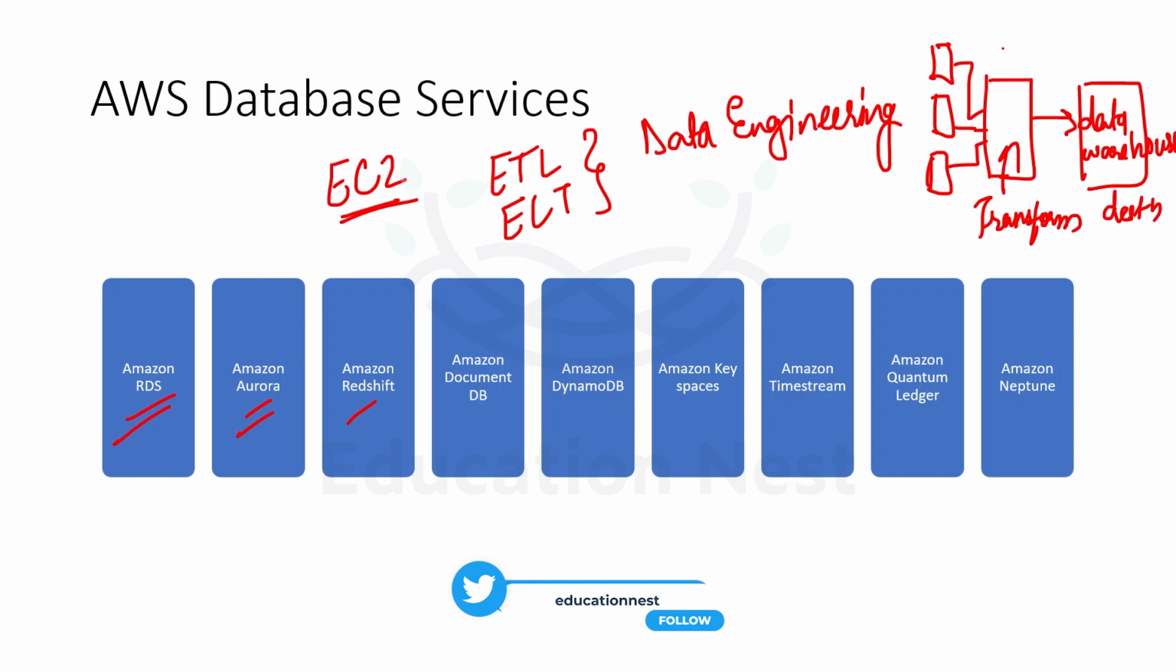Then the next service that we have is DocumentDB. Again, DocumentDB is a fully managed document database service provided by AWS. It is designed to enable users to store, manage and scale semi-structured data. Now what is semi-structured data? Semi-structured data is more flexible than structured data.